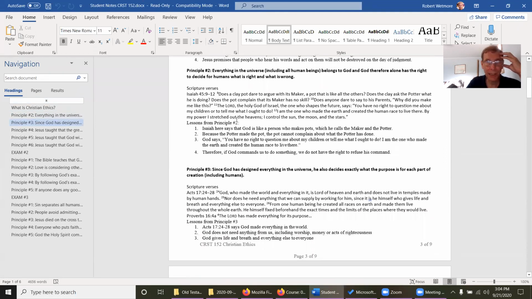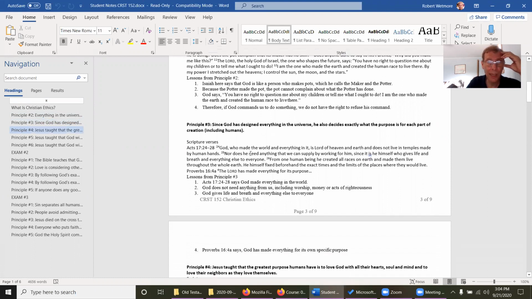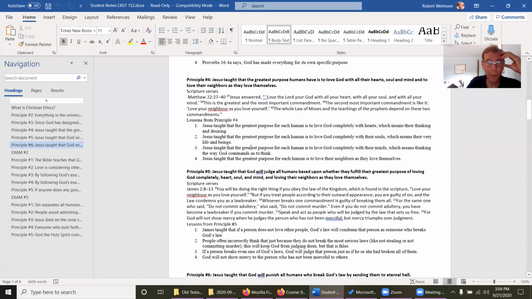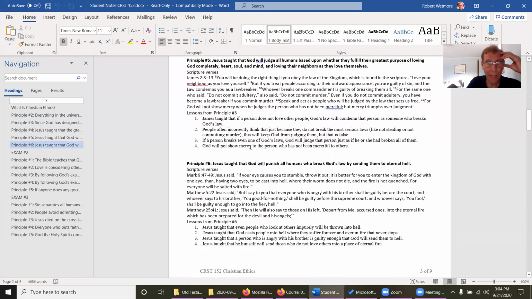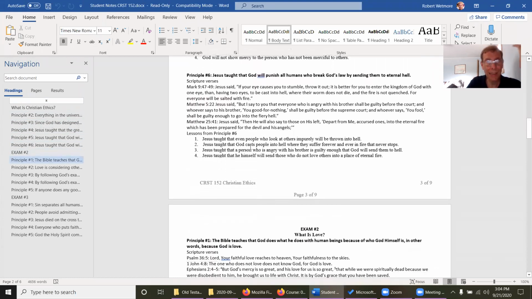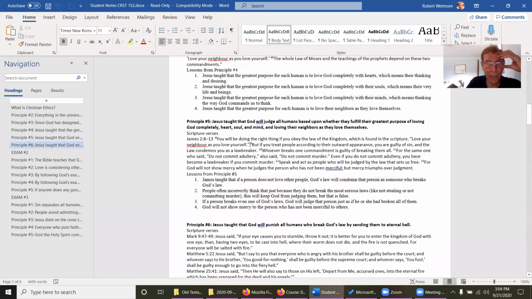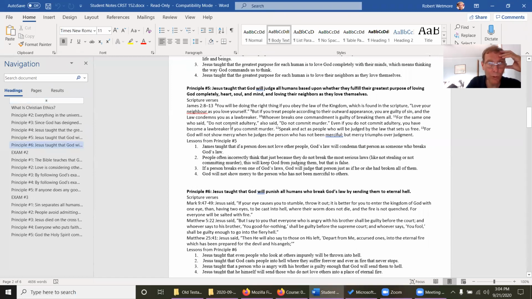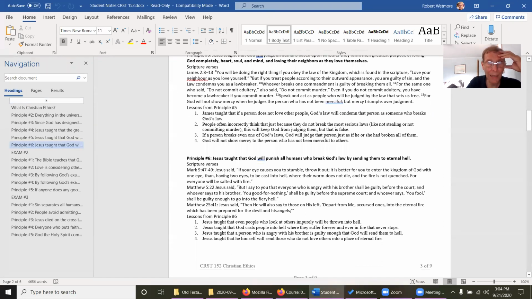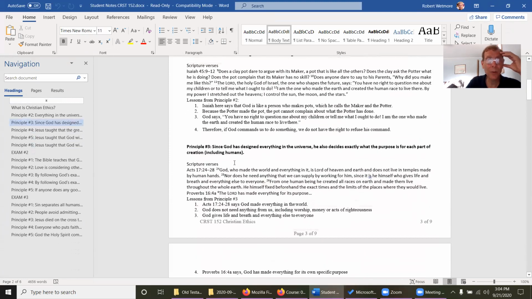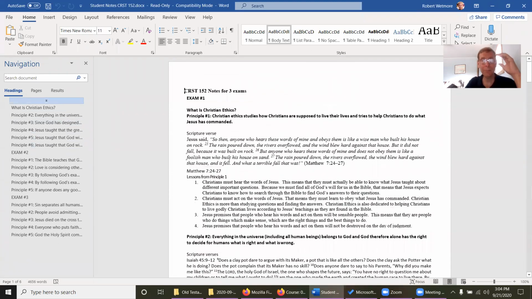Now, there's a second principle, principle number 2, also scripture verses and lessons from principle number 2. And these lessons are based upon the verses and they're also based upon the principle. Same thing with 3, same thing with 4, same thing with 5, same thing with 6. That's it for exam number 1. So I've got these, I've looked them over, I've seen the scriptures, I've seen the principles, I think I understand what they're saying. I'm ready to write the quiz. Okay? This sounds pretty easy so far.